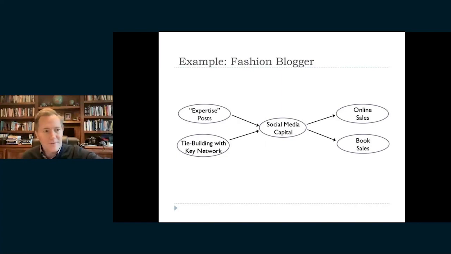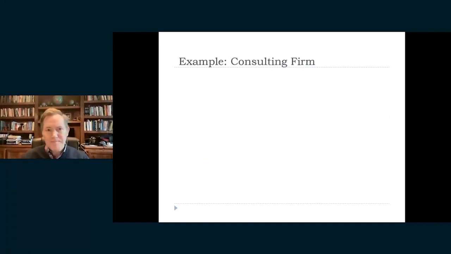So if you want to target golfers in Canada and have book sales to them or some type of online sales, you need to make sure the social network you're building is those golfers. You need to get the right people who have the right money to spend on those types of things.